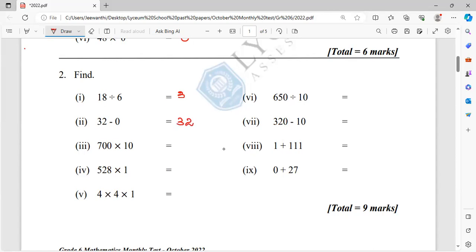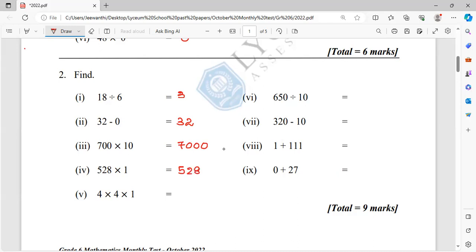And 700 multiplied by 10. I hope you can remember we discussed how to multiply whole numbers by 10, 100 and 1000 and how to divide whole numbers by 10, 100 and 1000. So you can easily get the answer: when you multiply 700 by 10, you add a 0 to the end, because 10 has a 0 with the 1. So when you multiply a whole number by 10, you add a 0 to the end. And the next one, 528 multiplied by 1. You get the same answer, 528.